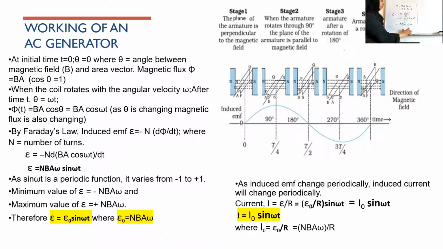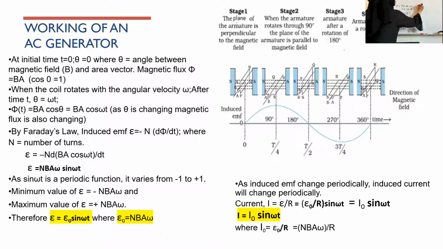Yes, teacher, clear. Okay. Now theta is a function of t, right? So I can write this as equal to minus NBA d by d theta of cos theta, times d theta by dt. Can I write like this? Yes, got it. Chain rule. Yeah, chain rule we have to use here.